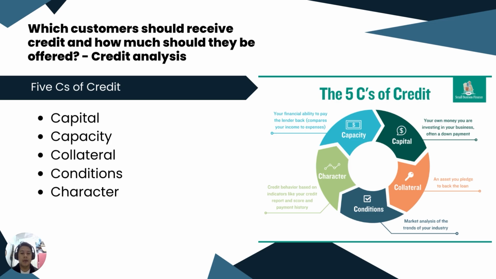While last, character refers to the probability that customers will pay their debts. This includes background checking, through people in firms, from past performance, other suppliers, customers, and competitors. These five C's of credit are useful in evaluating potential borrowers.